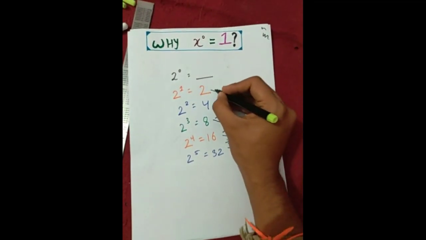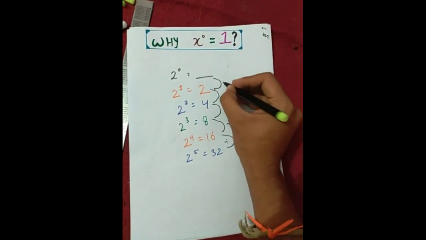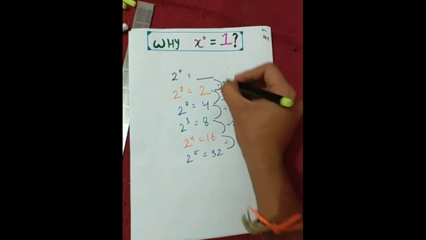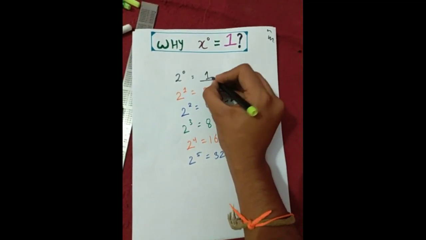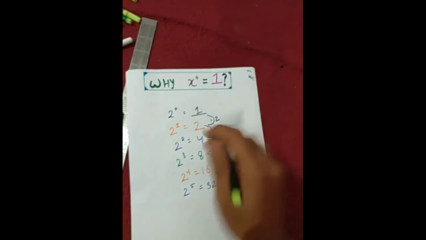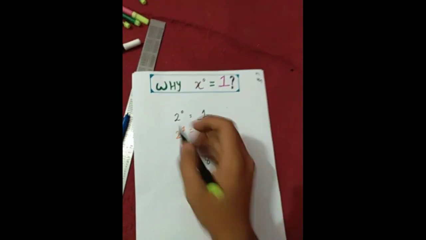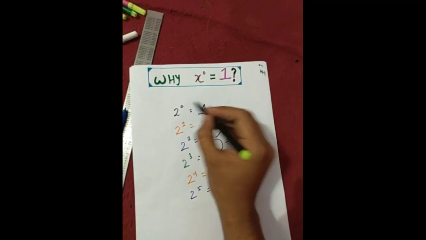So again when we divide 2 by 2 we get the value 1. So that is why 2 to the power 0 is equal to 1. Not only 2 to the power 0, any variable or any constant to the power 0 is equal to 1.